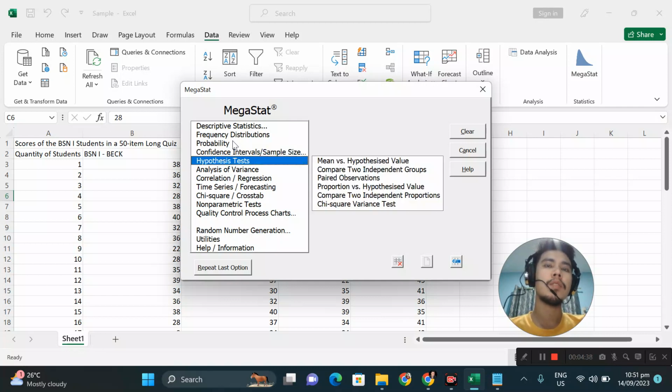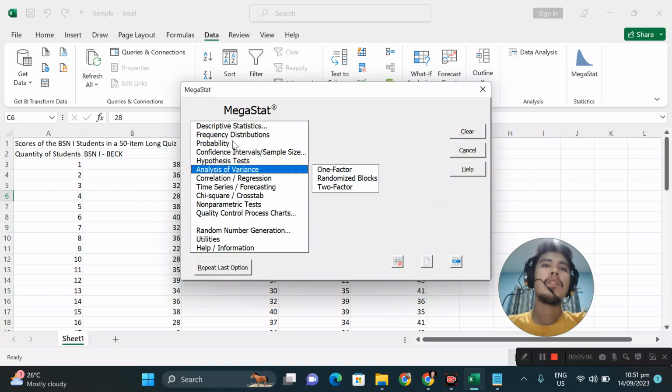It is followed by the confidence intervals and the sample size, which is really beneficial, especially when we are going to determine the number of respondents that we are going to utilize in our study. Then it is followed by the hypothesis tests, which comprise the mean versus hypothesized value, a comparison of two independent groups, the paired observations, the proportion versus hypothesized value, the comparison between two independent proportions, and the chi-square variance test.